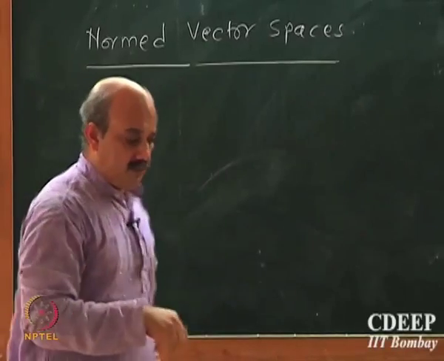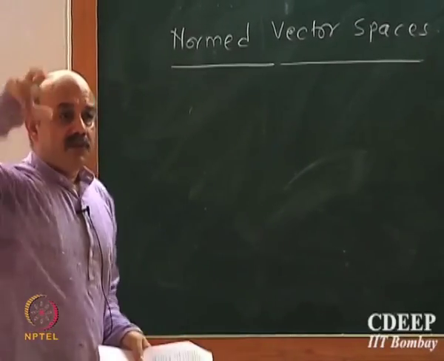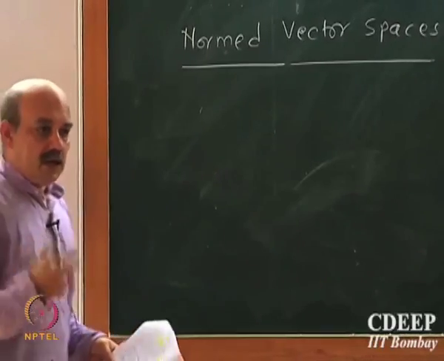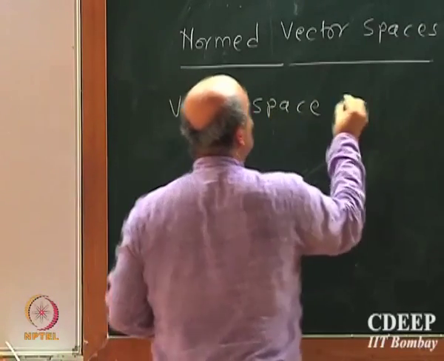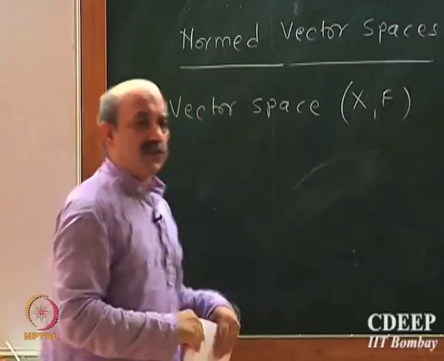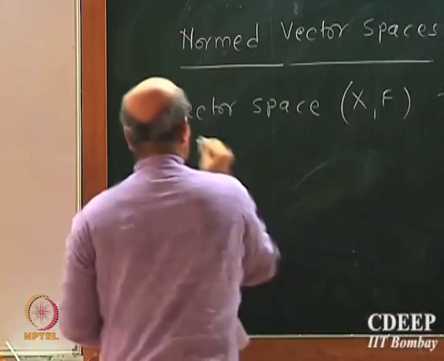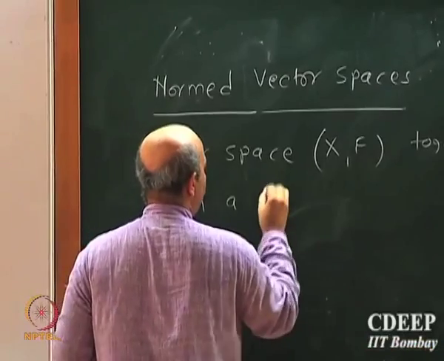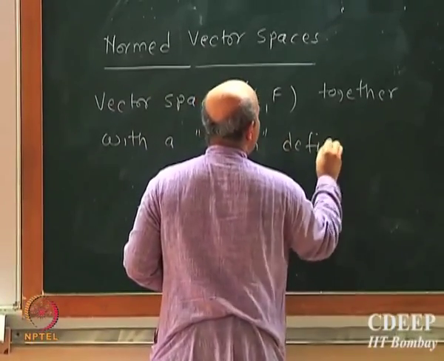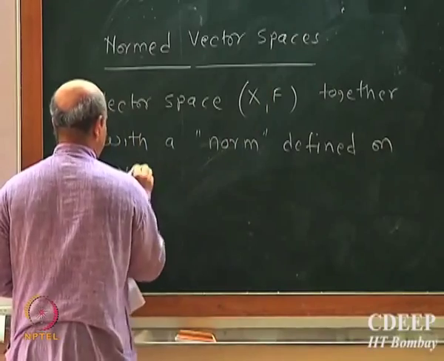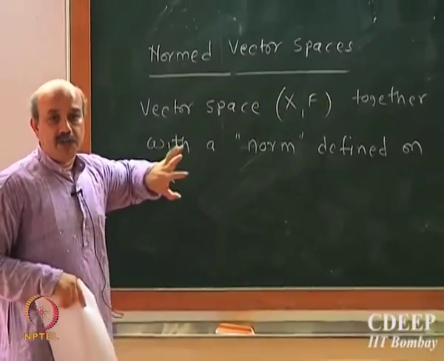Or normed linear spaces, as they are often referred to. A normed vector space is a vector space together with a definition of a norm, okay. Here F is the field associated with the vector space, okay. So, a normed vector space is nothing but a vector space together with a norm defined on it.